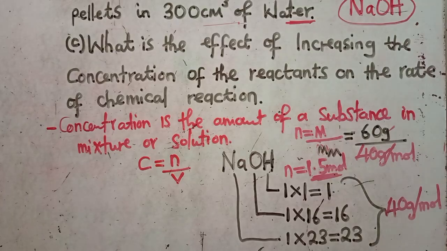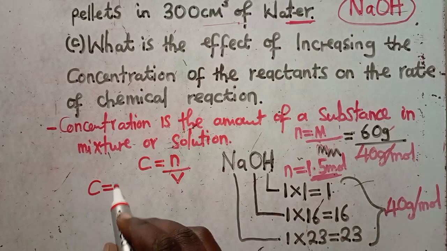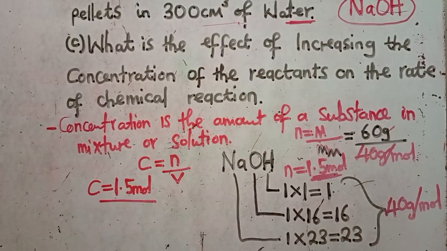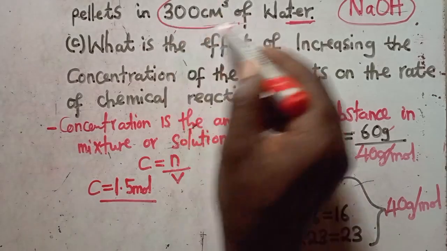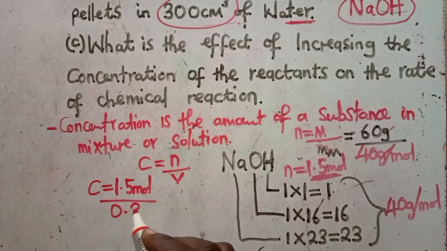You now proceed and say, okay, we know 1.5, so we say concentration is now equal to number of moles, 1.5 moles, over volume. Volume should be in cubic decimeters. This is to tell you that we need to convert this 300 to cubic decimeters. How do we do that? You just need to divide. So you just say 300 divided by 1000. What answer are you getting? 0.3. So you put your 0.3 here.